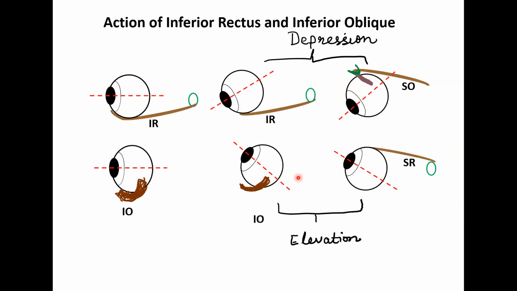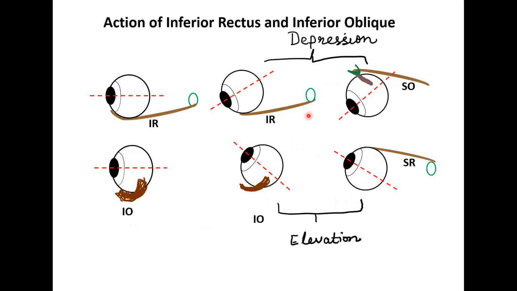So now we are clear about the difference in the actions of the recti and the oblique muscles. Recti, they will always move the anterior pole, while obliques, they will move the posterior pole. So if we say elevation of the eyeball, as we see in this second set of eyes, elevation of the eyeball will be done by two muscles. First is this inferior oblique, and elevation is also done by the superior rectus muscle.